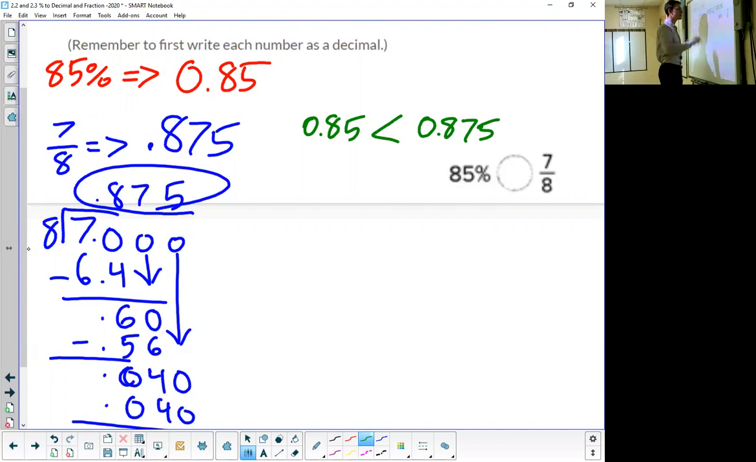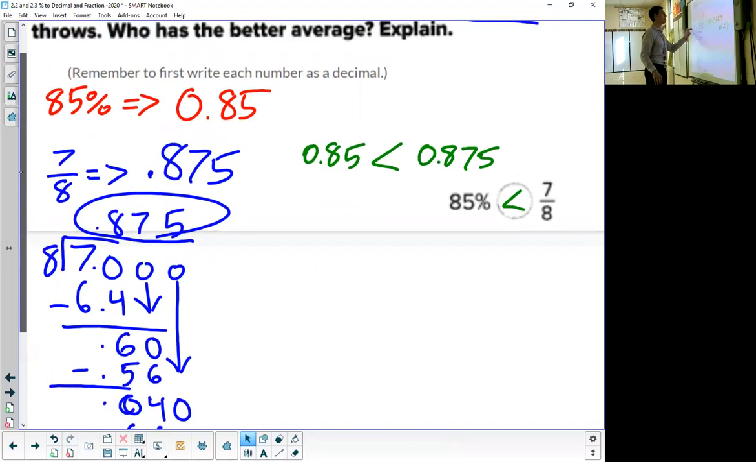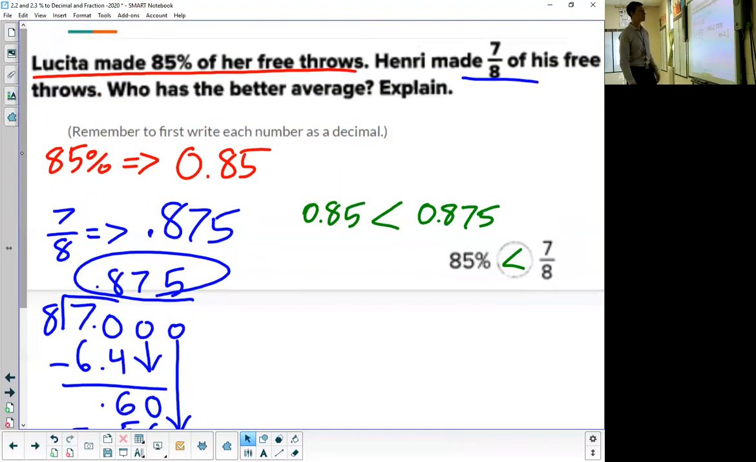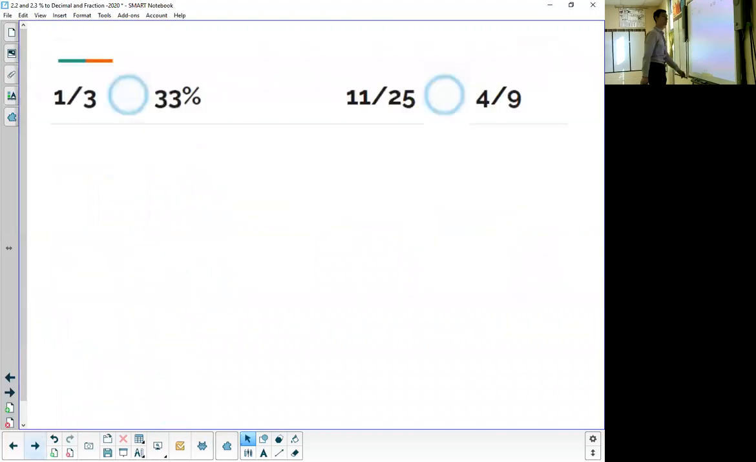We see that Lucita's 85% is less than 87.5%. So our final answer is Henry got the best free throw average. Henry's average is greater, because 7/8 is more than 85%. We know that because we solved that.